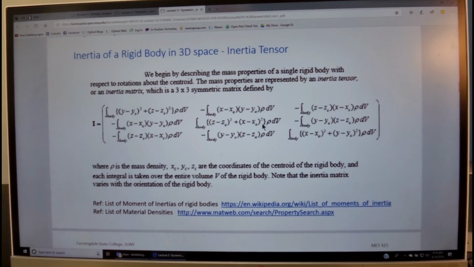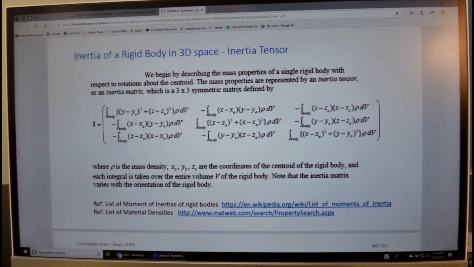If the XYZ are lined up along an axis of symmetry, the cross elements, which are similar (these two elements are the same, these two elements are the same, these two are the same, so it's a symmetric matrix), will become 0, and all we are left with is the principal moment of inertia with respect to each of the axes, and all the other ones will be 0. If it is not along the axis of symmetry, then we will have these cross products.